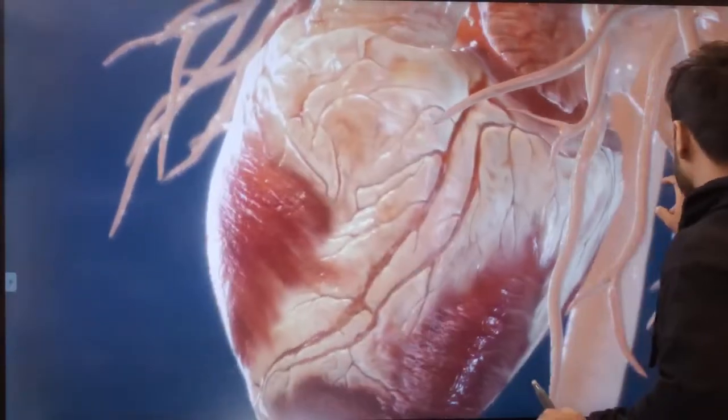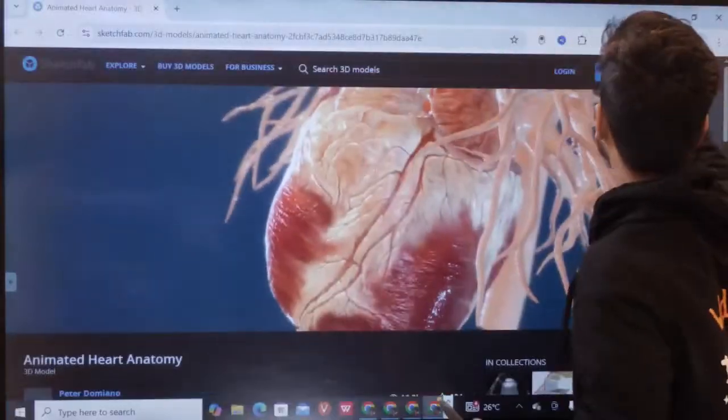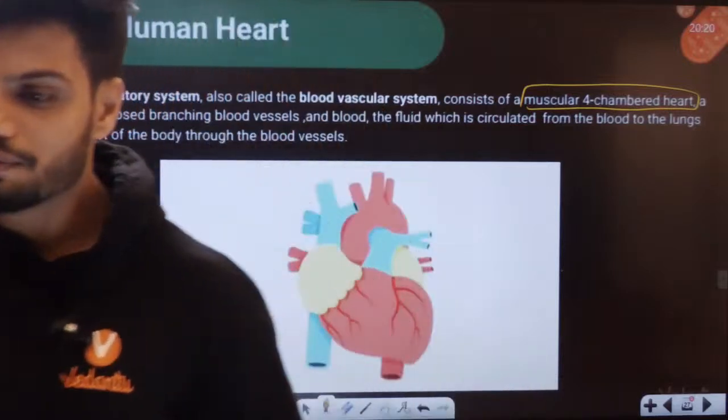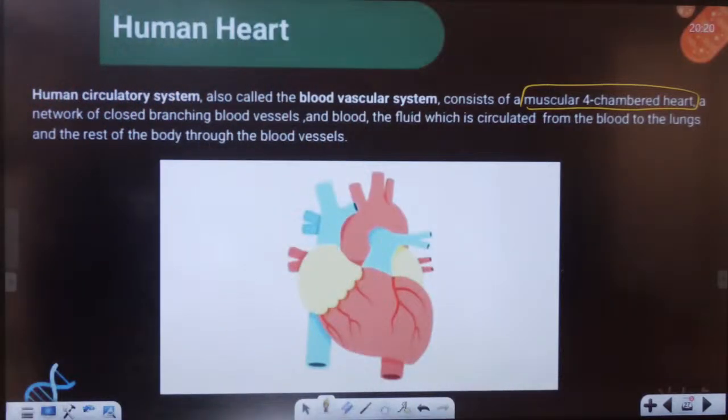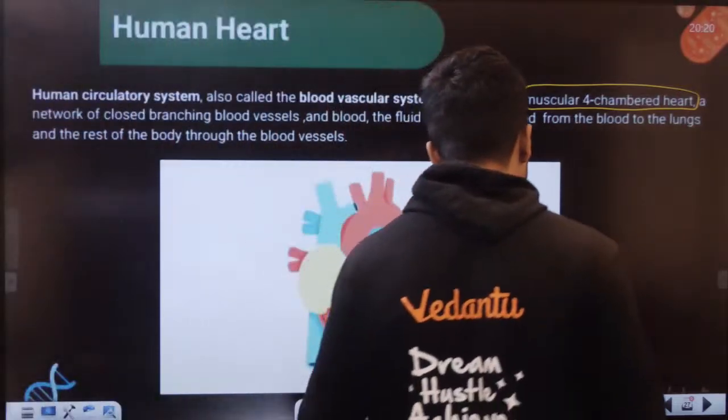Students, shall we start? Shall we start the human heart? Yes. Shall we start, students? The main topic of this chapter. Okay, let's talk about the human heart, students.